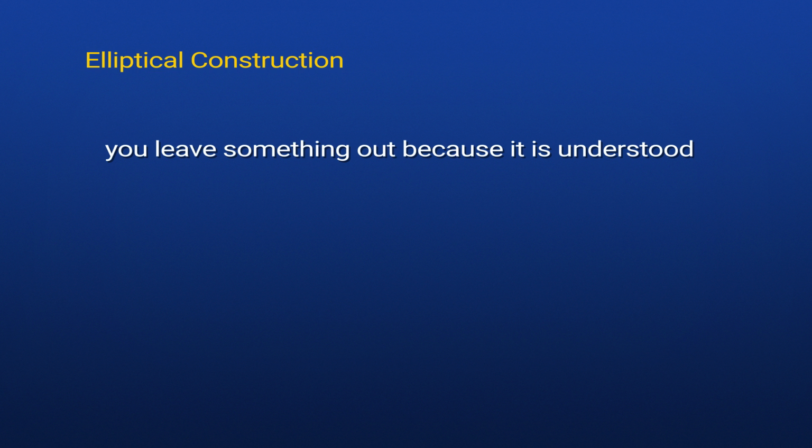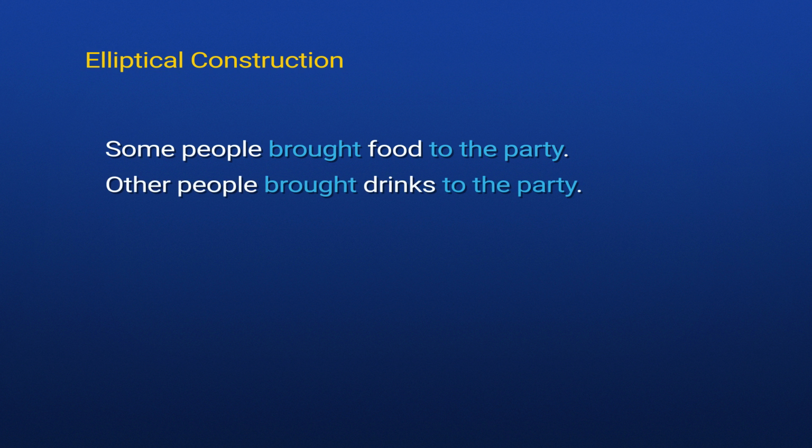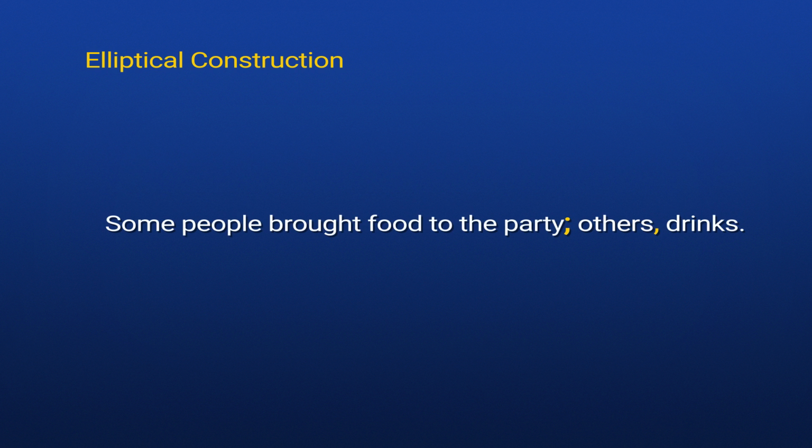In an elliptical construction, you leave something out because it is understood. Some people brought food to the party. Other people brought drinks to the party. You can combine these sentences, leaving out the portions that are repeated. Some people brought food to the party, others drinks.